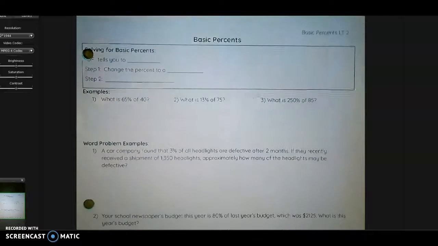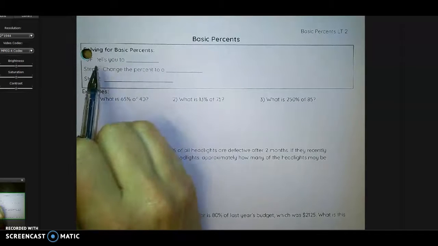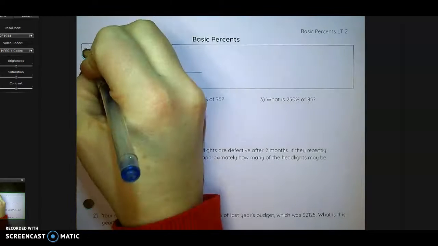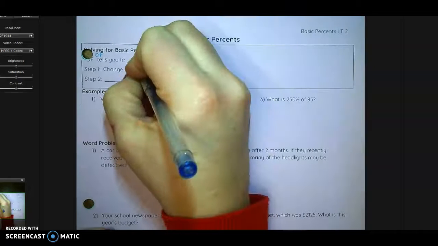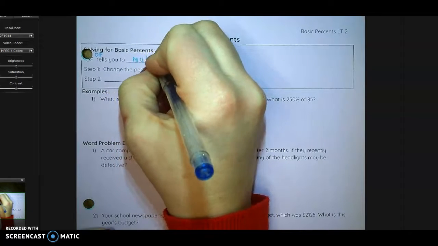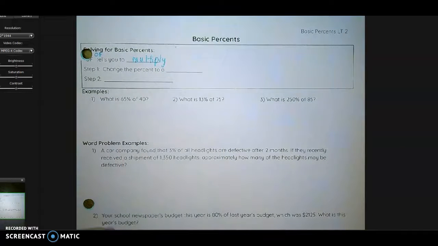All right, today we are going to be taking a look at finding basic percents. So some of the little hints that you need, and sorry about the hole punch there, it says solving for basic percents. The word "of" tells you to multiply, and you're going to see that in practice here a whole bunch.